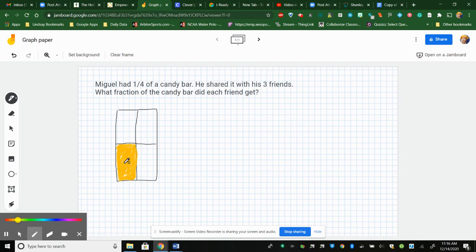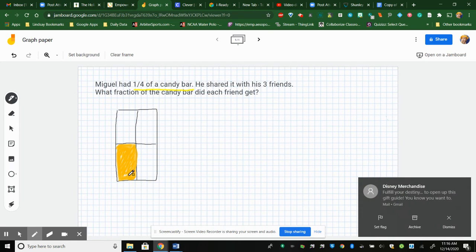So if I look at this problem, Miguel had 1/4 of a candy bar. He shared it with his three friends. So the whole thing that I'm going to be sharing is the candy bar. Okay, candy bar is what's going to be divided up. And so I have my picture of my candy bar, and this yellow shaded section is the 1/4 of the candy bar that I'm sharing. Okay, and he's sharing it with his three friends.